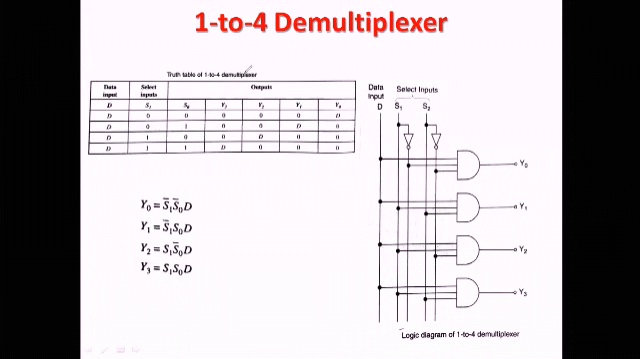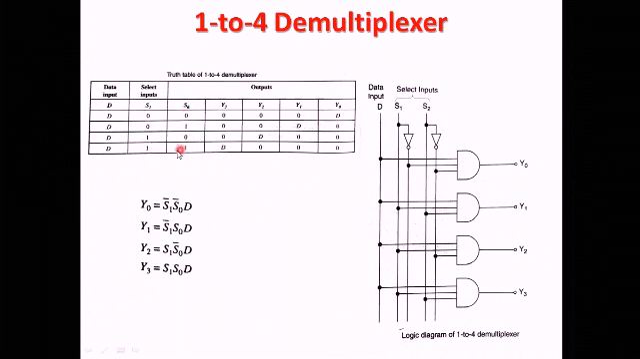Now let us see the next one. Similarly, the data input is connected to Y1 when the select lines are 0 and 1, that is S1 is equal to 0 and S0 is equal to 1. Similarly, the data input is connected to Y2 when S1 is equal to 1 and S0 is equal to 0. And last, the data input is connected to Y3 when S1 is equal to 1 and S0 is equal to 1. So you can see that the data input is connected to each of these output lines depending on the select lines.